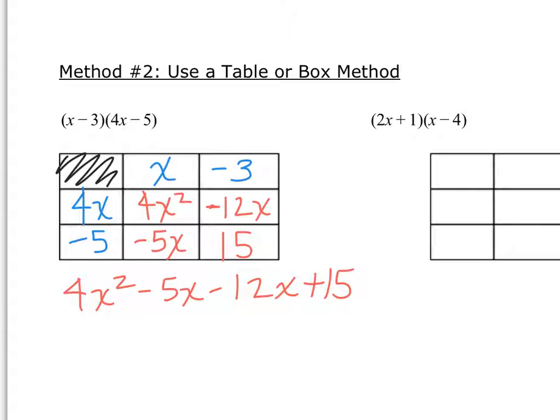So do I have any like terms? Yes. Right here in the middle. So negative 5 minus 12 is negative 17x, and I'm going to bring down my other two terms.